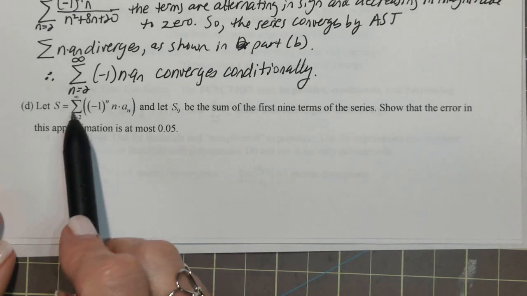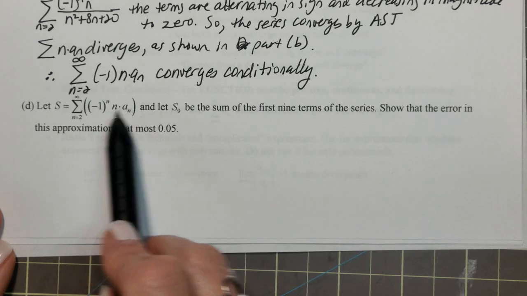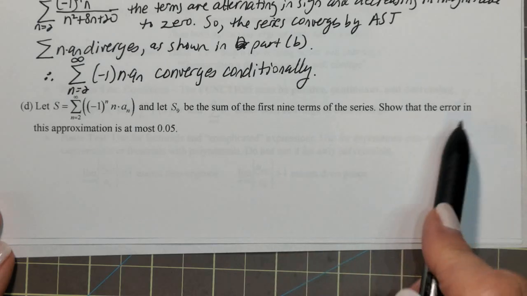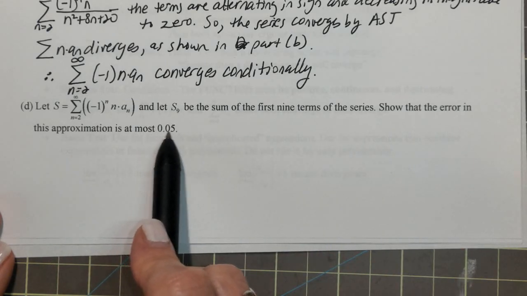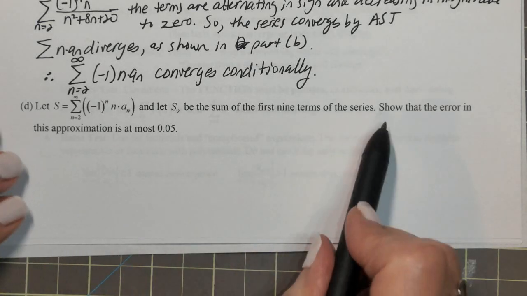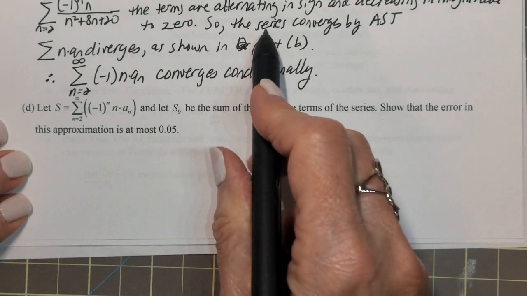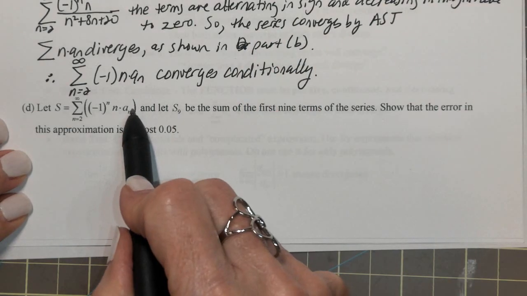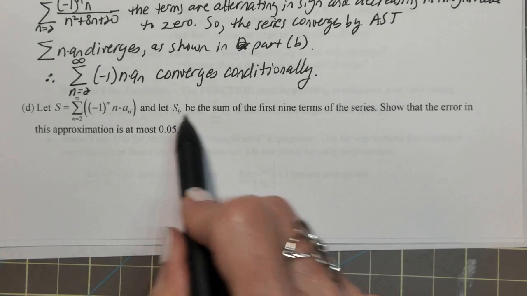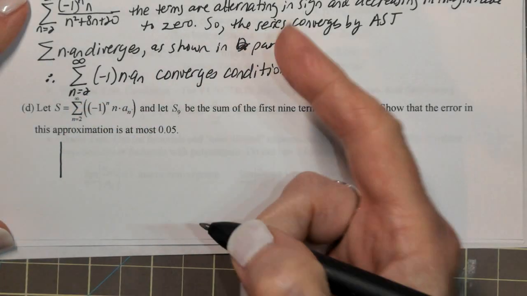Part D. So now we're going to let S be this sum, that's the alternating series that we just had. Let S sub 9 be the sum of the first 9 terms of the series. Show that the error in the approximation is at most 0.05. Okay, so the alternating series, we already said it's alternating in sign, decreasing in magnitude to 0. We use the first 9 terms to find the partial sum, and we want to know something about the error. The error is the absolute value of the first unused term.